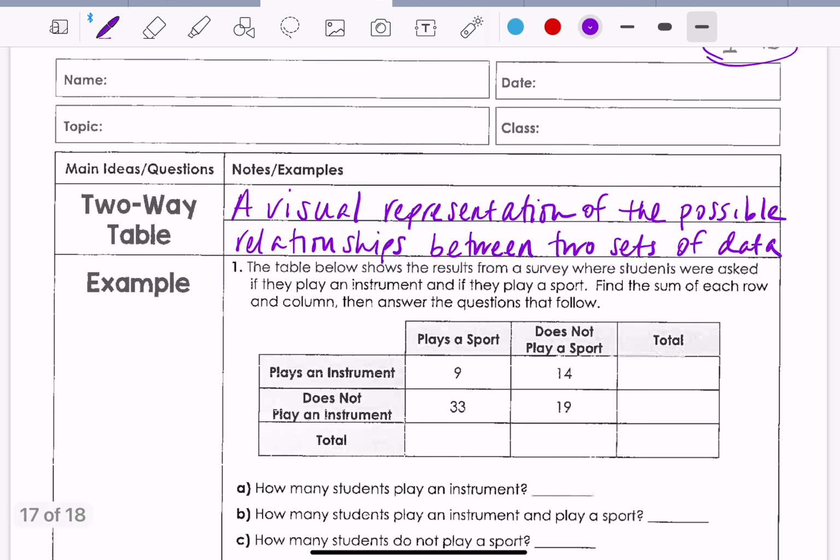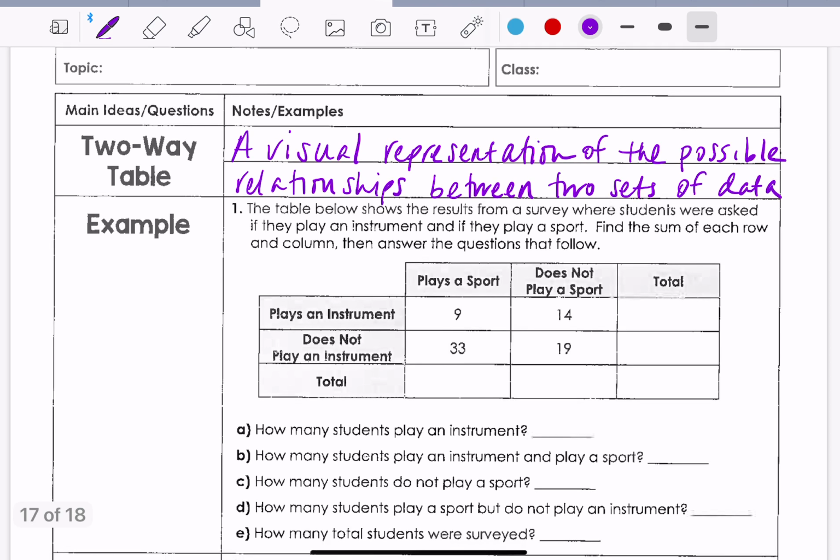So let's look at our first example. The table below shows the results from a survey where students were asked if they play an instrument and if they play a sport. Find the sum of each row and column, then answer the questions that follow. So this table, they asked students if they played an instrument or played a sport, and there's 4 different pieces of data you have here. If they play an instrument and play a sport, if they play an instrument and don't play a sport, or if they don't play an instrument and play a sport, or if they do neither.